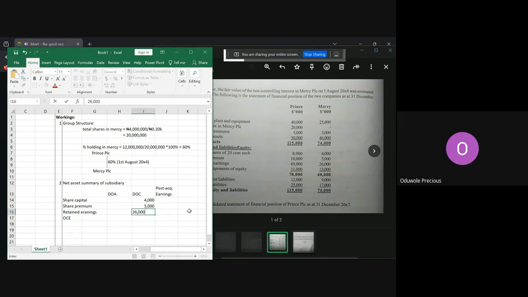Six, 13. Okay, so we will now go and check the acquisition figures. Hope you are getting it. Yes.